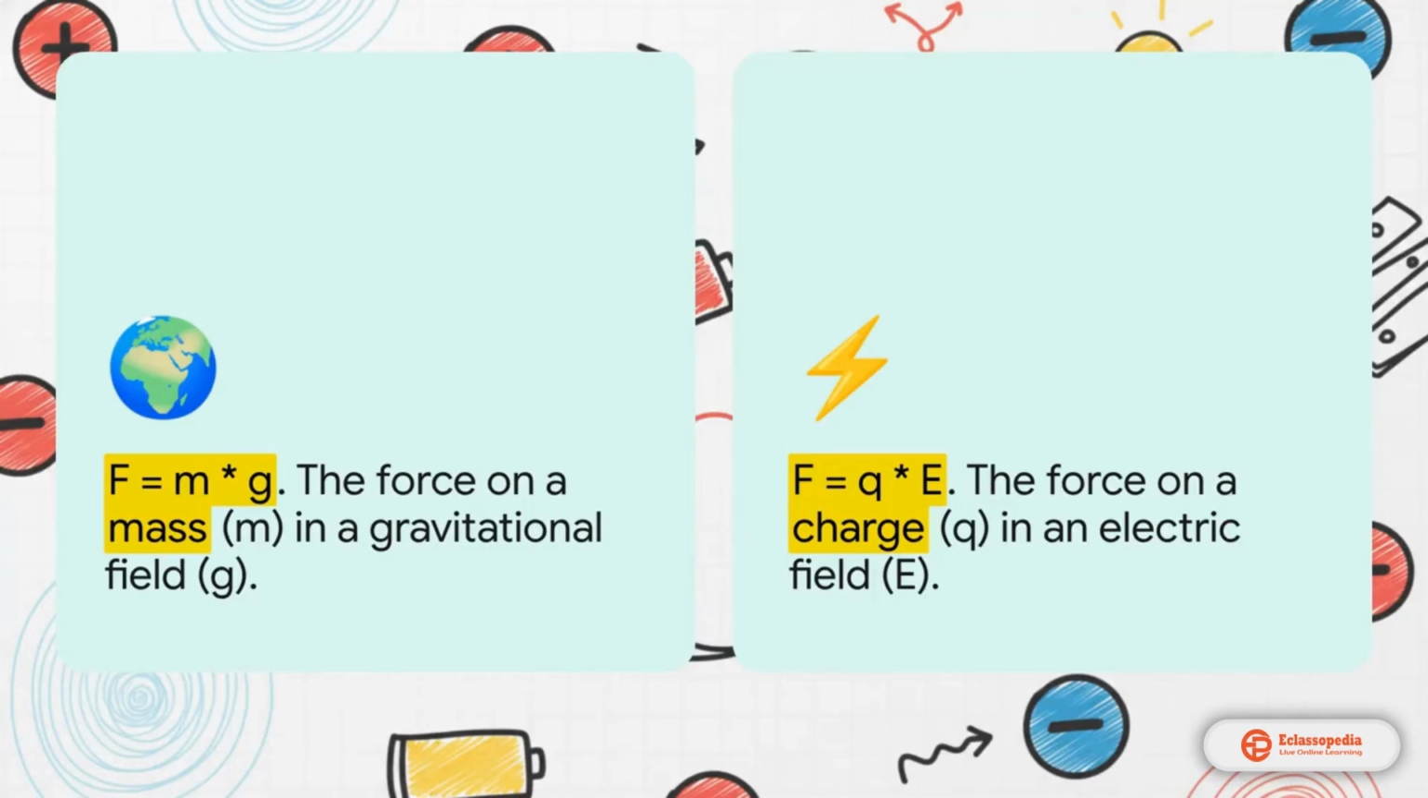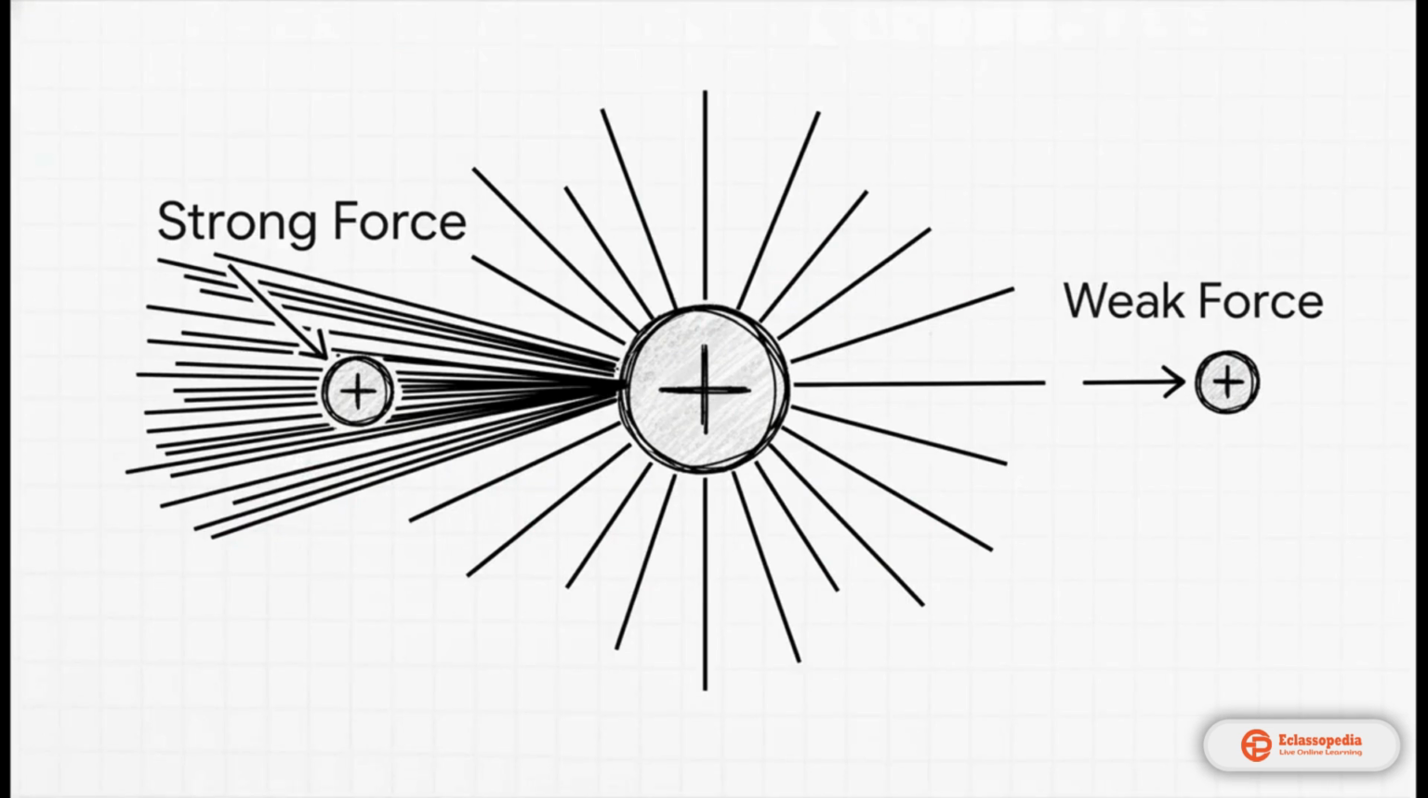And look, the parallel with gravity is just impossible to ignore. Here on Earth, the force of gravity on you is your mass, m, times the gravitational field strength, which we call g. While in electricity, it's the exact same idea. The force on a particle is just its charge, q, times the electric field strength, E. The field is simply the force you get per unit of stuff, per kilogram for gravity, and per coulomb for electricity. But this field is invisible, right?